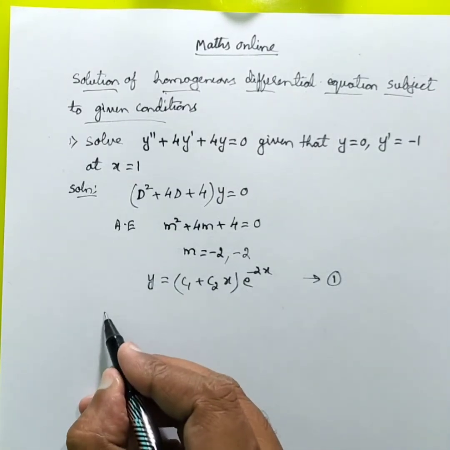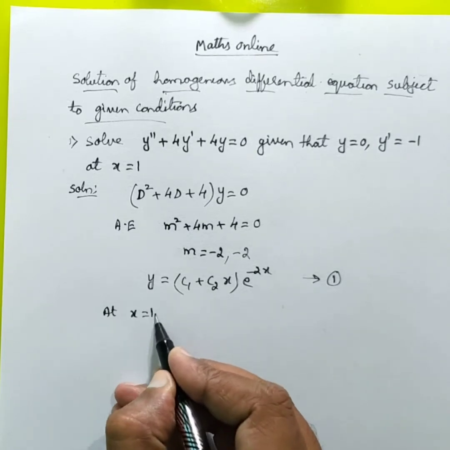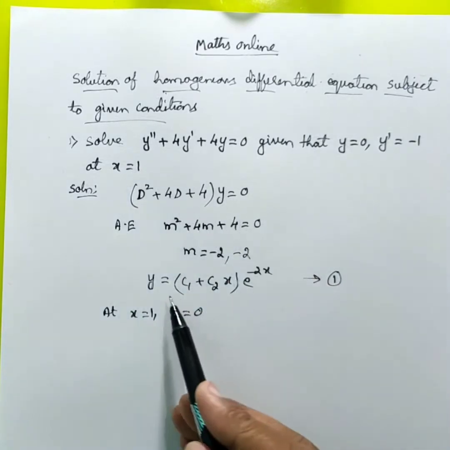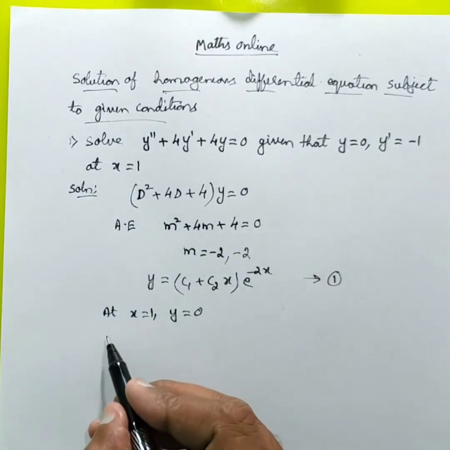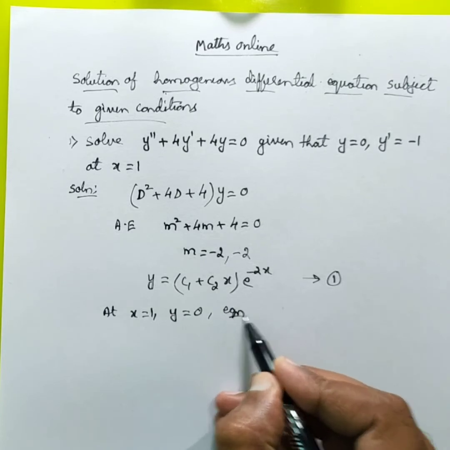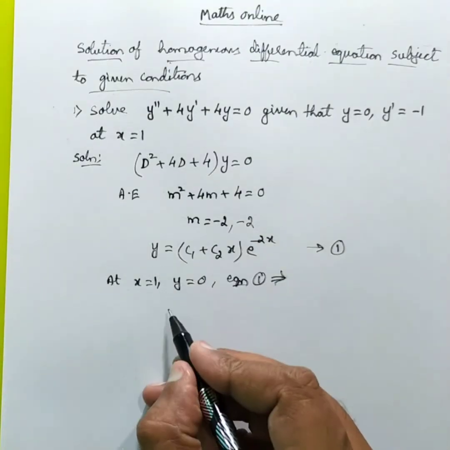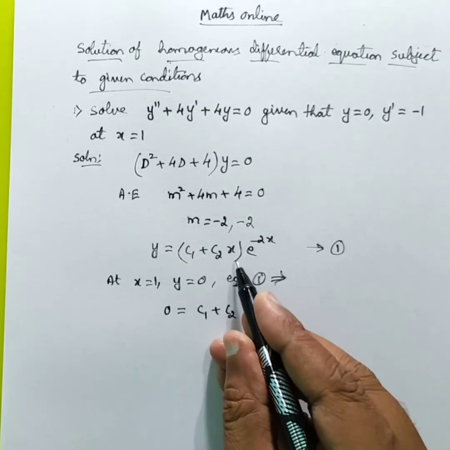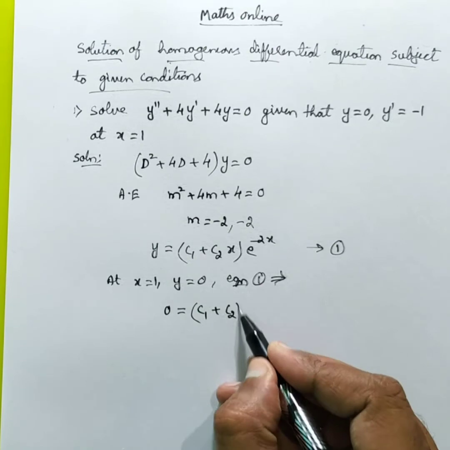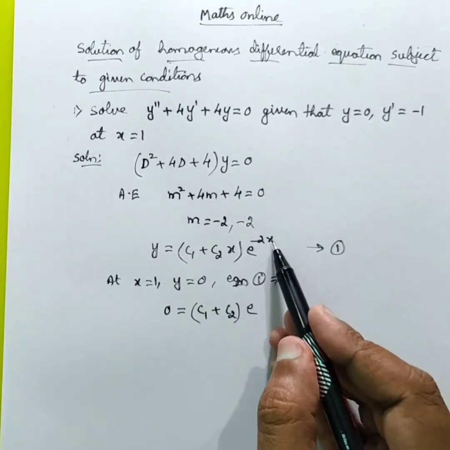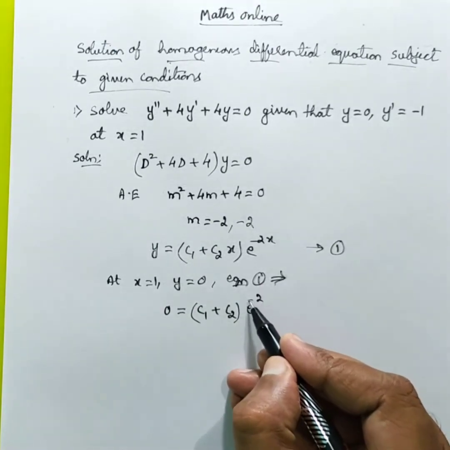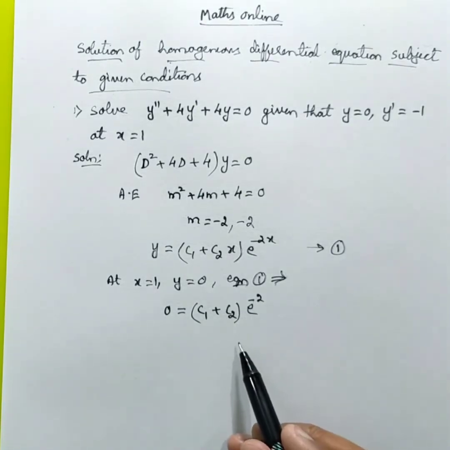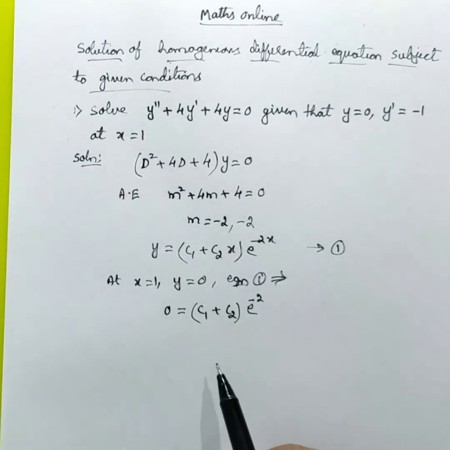Let me take the condition at x is equals to 1 and when y is 0. So when y is 0 and x is 1, what will be this equation? Equation 1 implies, y is 0 over here, you have c1 plus c2, x value is 1, into e power of, again x value is 1, we will be getting minus of 2. So c1 plus c2 e power of minus of 2, and this value is equals to 0.